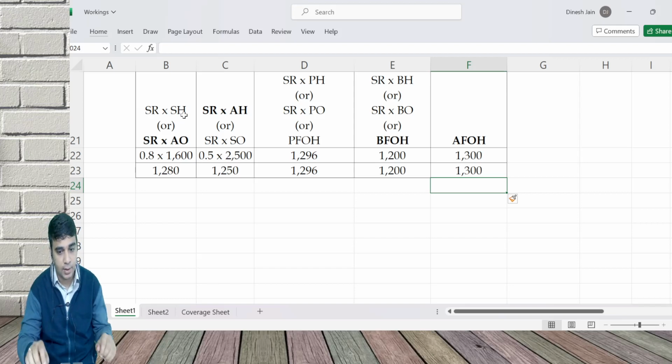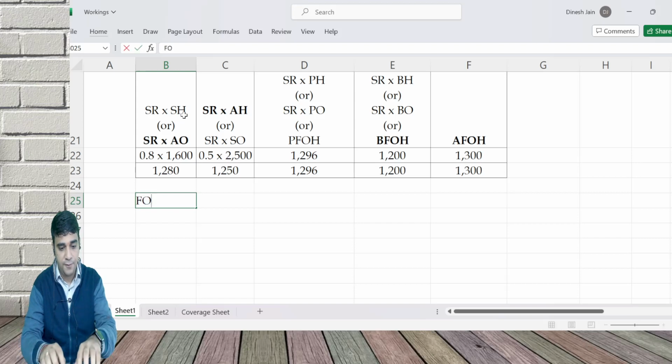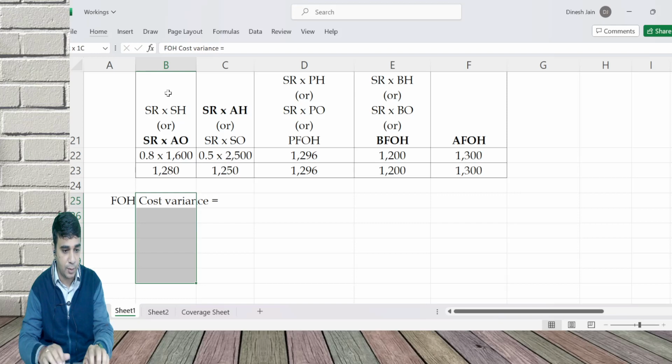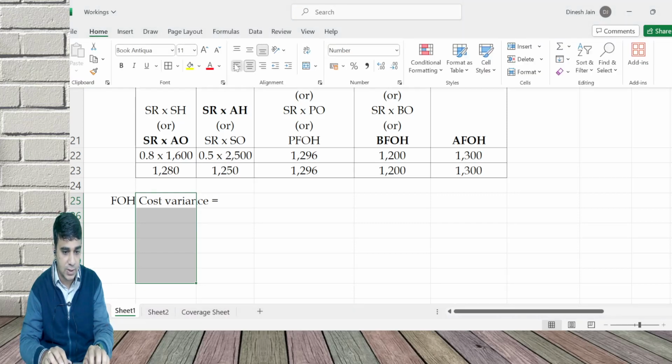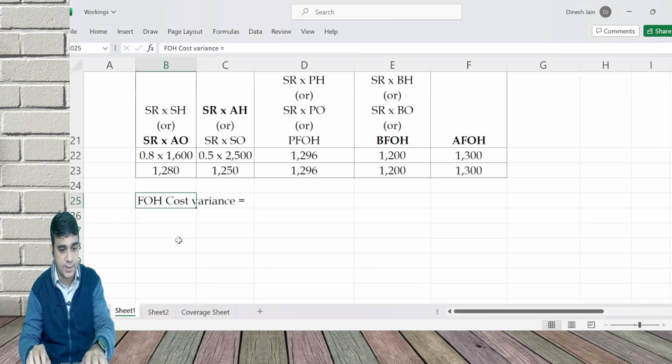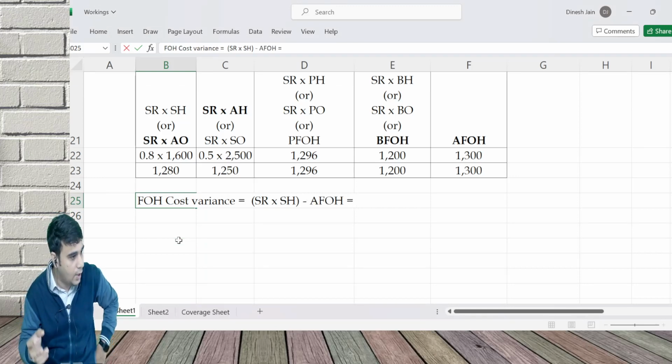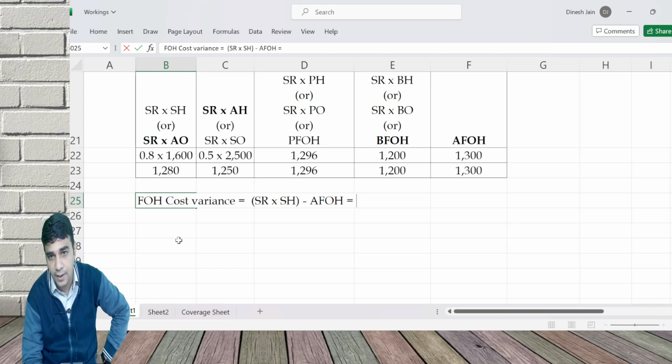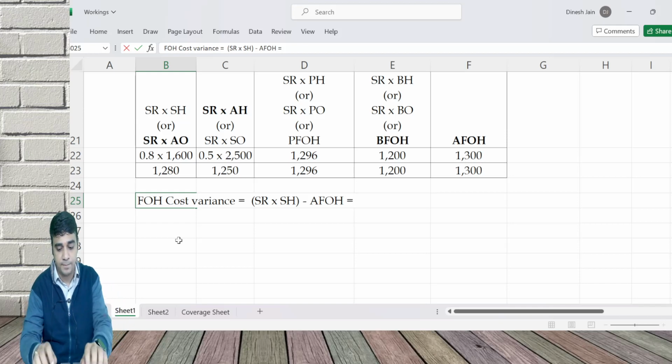Clear? Now let's calculate. FOH cost variance is equal to, you will have to look at the chart if you don't remember the formula. Please look at the chart for the first question. FOH cost variance is, what is the formula? SR into SH. Whether you have done SR into AO or SR into SH doesn't matter. Don't change the formula. SR into SH minus AFOH. What is SR into SH? AFOH. 20 adverse.